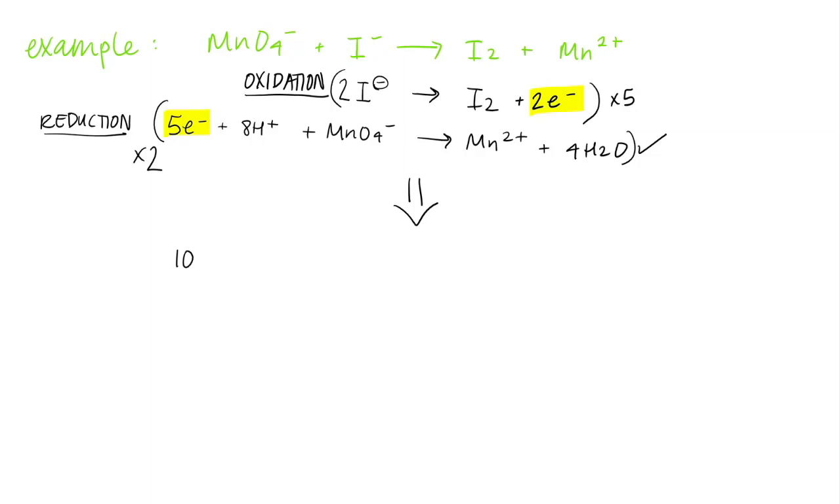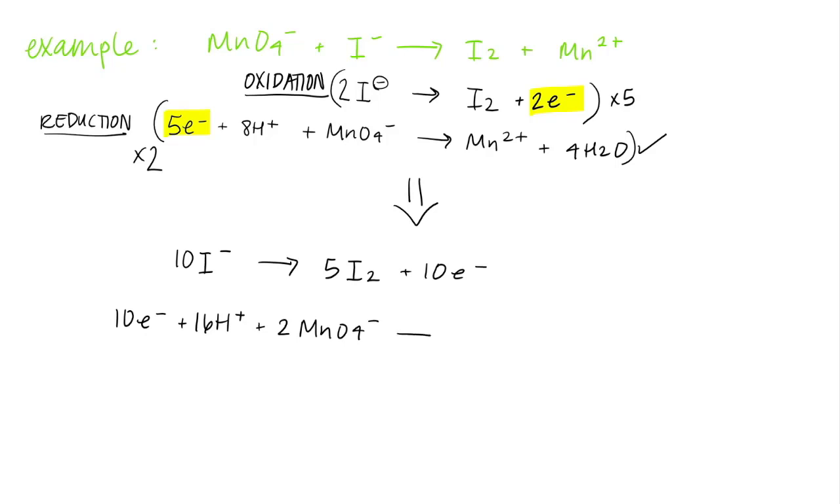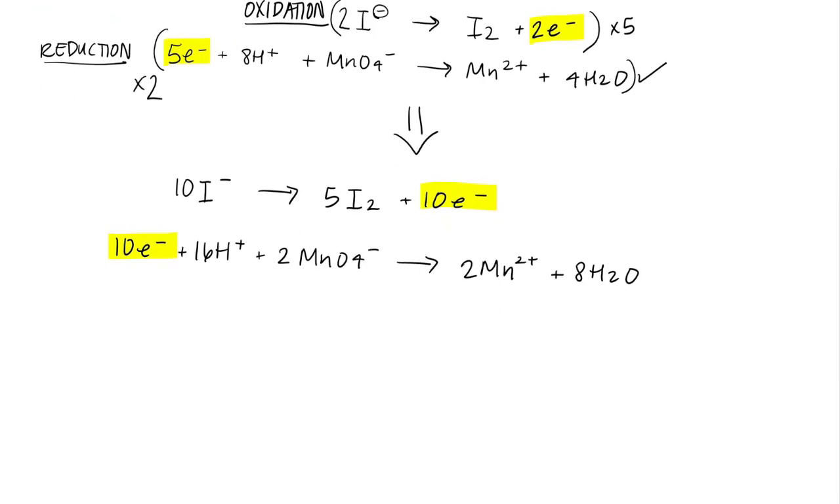Our oxidation half reaction will be 10 I- converted into 5 I2 and 10 electrons. For our reduction half reaction, we'll have 10 electrons plus 16 H+ plus 2 MnO4- converted into 2 Mn2+ and 8 H2O. And you can see here that we now have the same number of electrons on both sides of our reaction. Now we're ready to add both of these half reactions together.